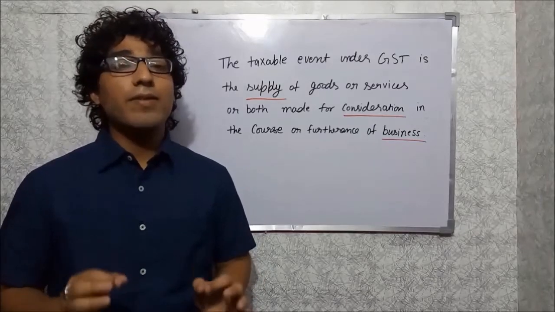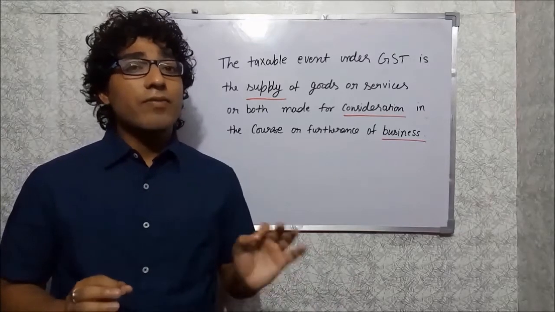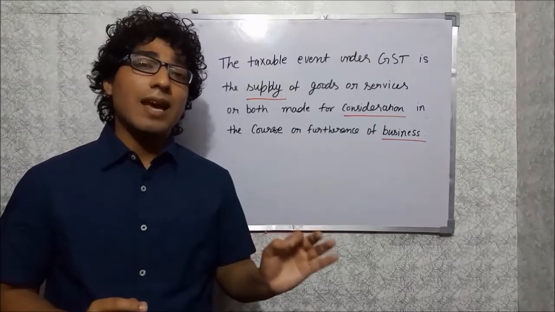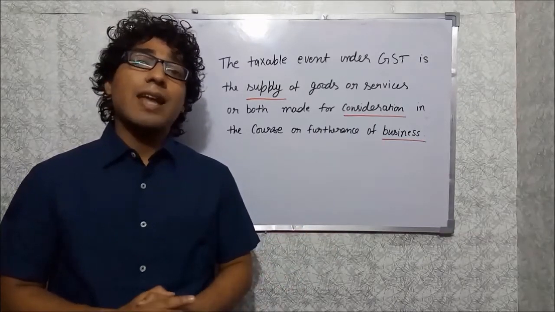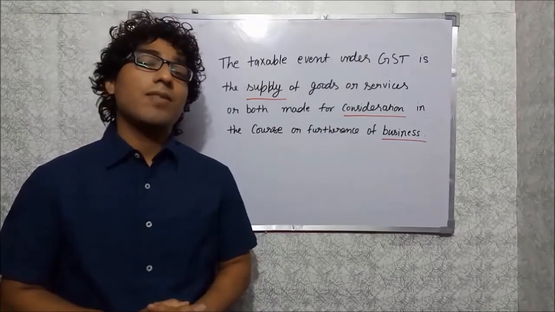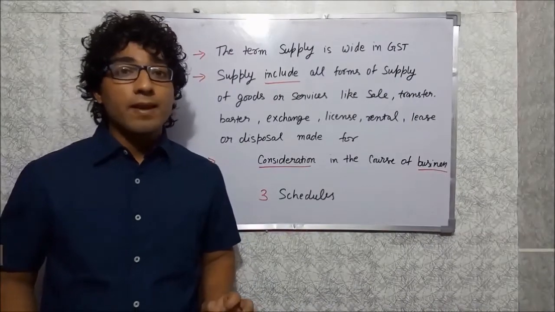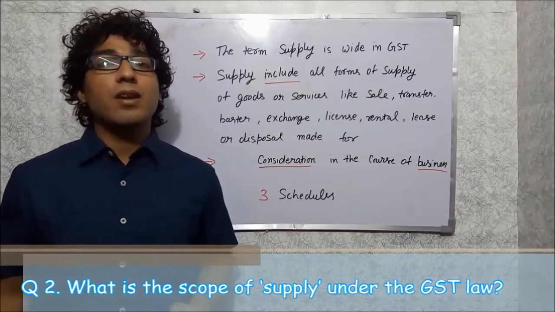Earlier, the taxable event under excise was the manufacture, the taxable event under VAT was a sale, and the taxable event under the service tax was the provision of service. But now all the tax has been subsumed into the GST, so now the taxable event is a supply. The next question is very important. The question is, what is the scope of supply under the GST law?